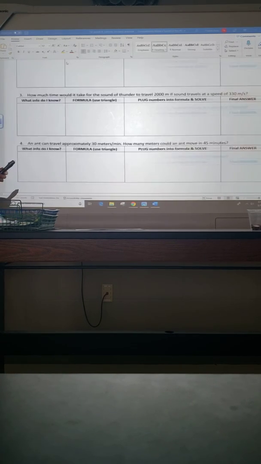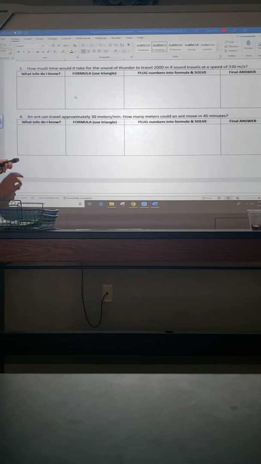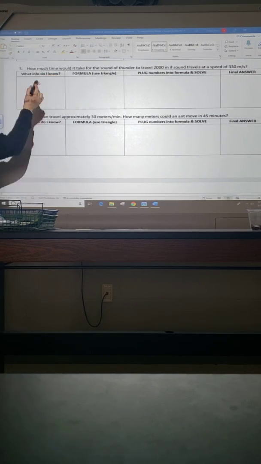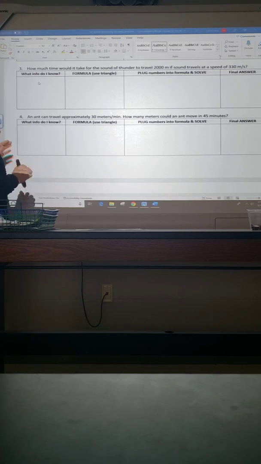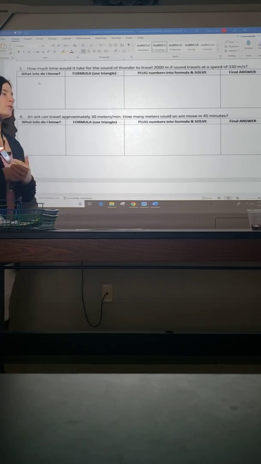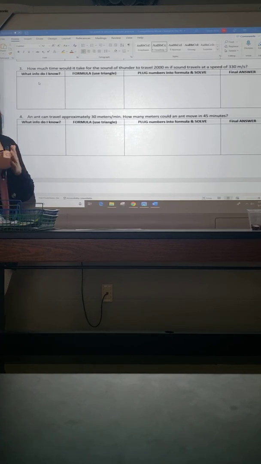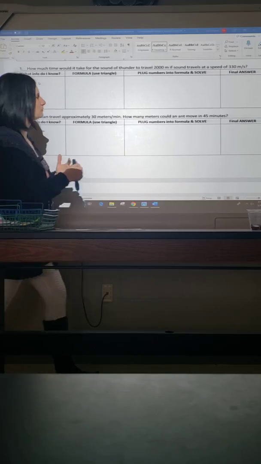All right, let's take a look at number 3. Okay, it says, how much time would it take for the sound of thunder to travel 2,000 meters if sound travels at a speed of 330 meters per second? Dylan, what are we solving for? We got speed, and we got meters.